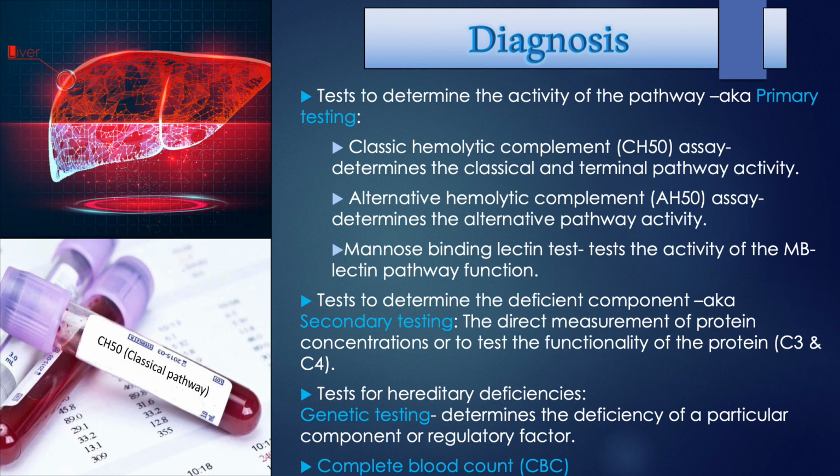Primary testing is done to determine the activity of the pathway. A CH50 assay is performed to determine the activity of the classical pathway. An AH50 assay is performed to determine the activity of the alternative pathway. A mannose binding lectin test is done to determine the activity of the MB lectin pathway. Secondary testing, on the other hand, determines the deficient component by directly measuring protein concentrations or by testing the functionality of the protein. Genetic testing is done to determine the deficiency of a particular component or regulatory factor in terms of hereditary deficiencies.